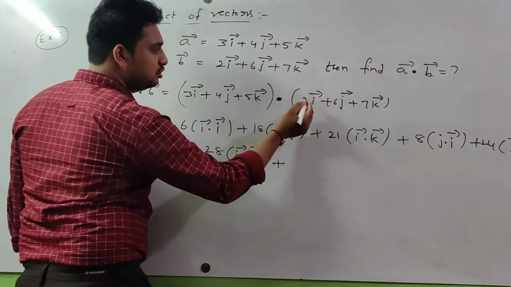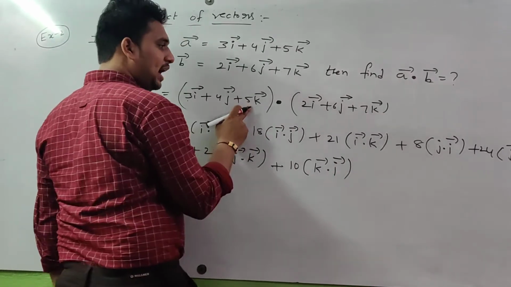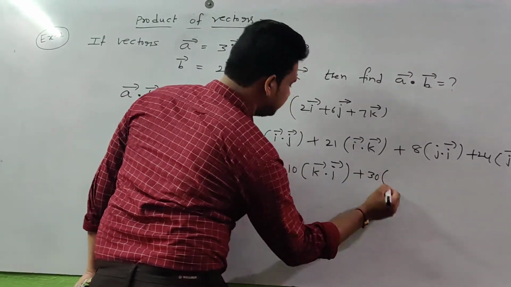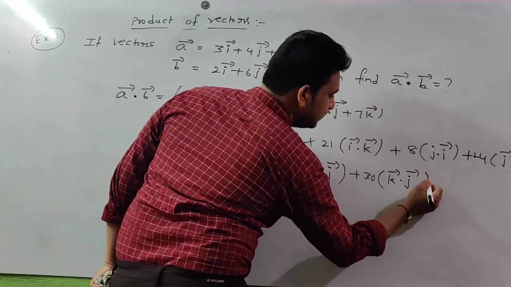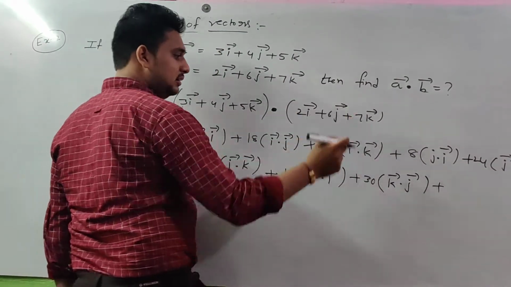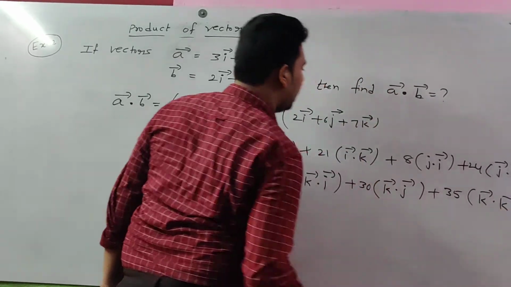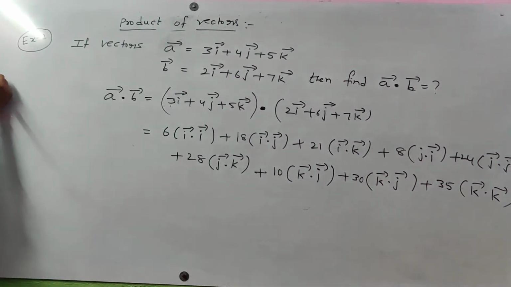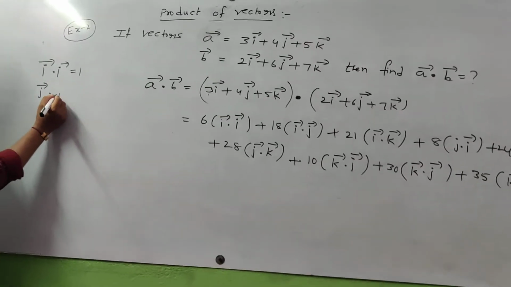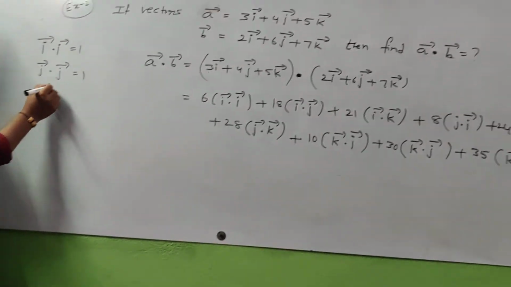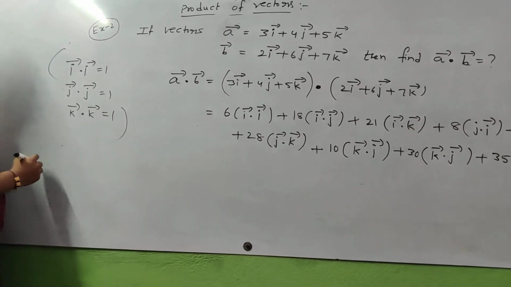Plus 5 into 2, 10, K bar dot I bar. 5 into 6, 30, K bar dot J bar. 5 into 7, 35, K bar dot K bar. Already we know I bar dot I bar is equal to 1, J bar dot J bar is equal to 1, K bar dot K bar is equal to 1. Remaining all are zeros only.